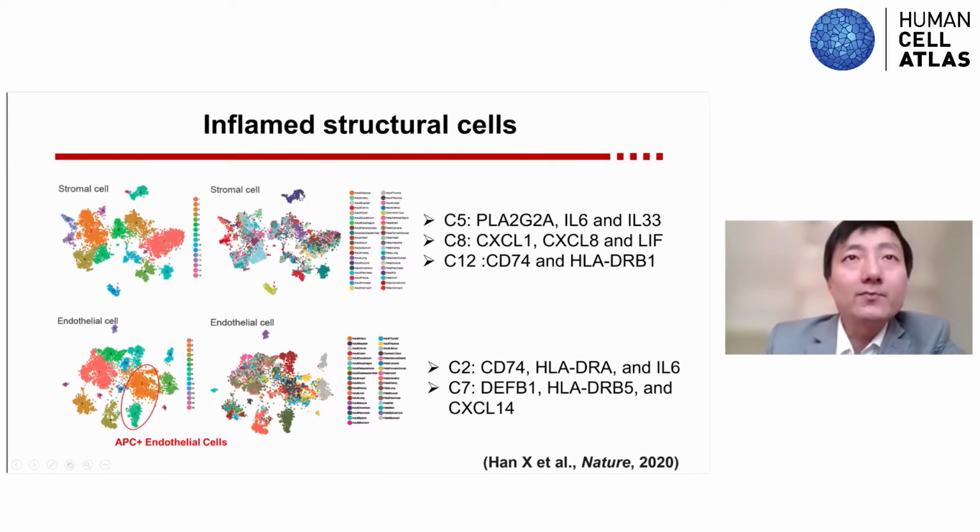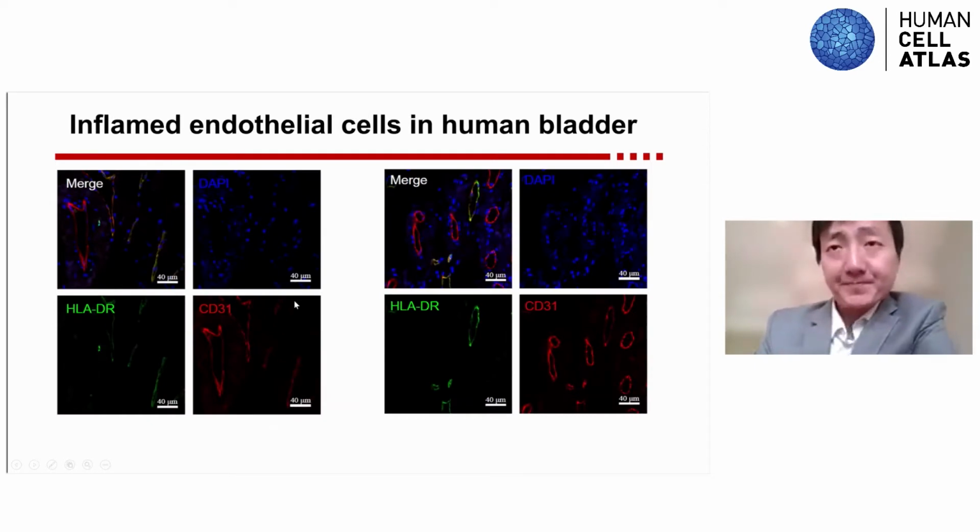And after the clustering, we consistently see several clusters expressing immune-related markers. Some of them express IL family proteins, some of them express CXCL family proteins, and some of them express antigen presentation related genes. And in endothelial cells, we discovered 2 clusters expressing immune-related markers as well, particularly the antigen presentation-related genes. And using immunostaining, we can see the co-staining of endothelial cell marker and HLA-DR, which is an MHC class II family gene, in the human bladder sample. And they co-stain here.